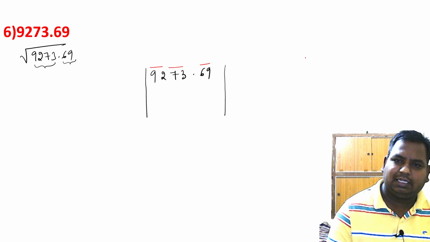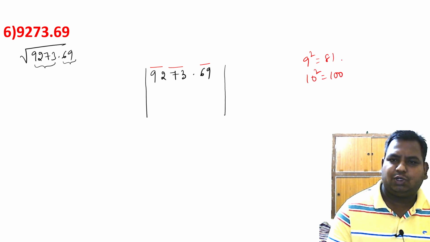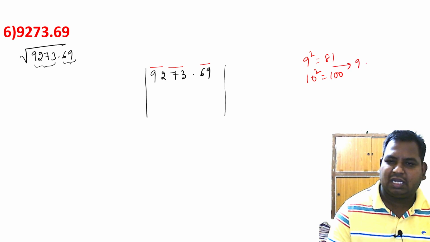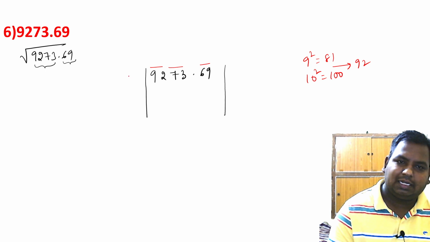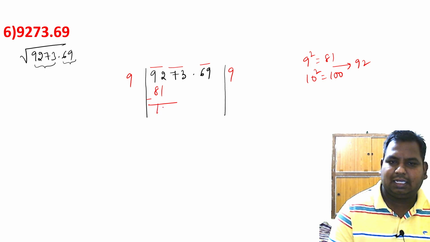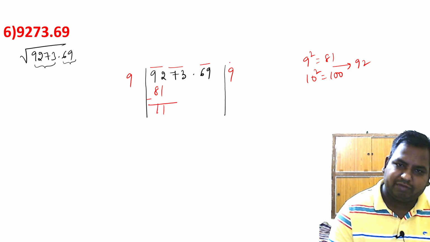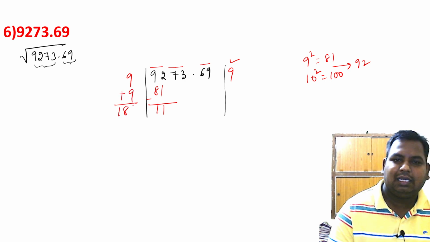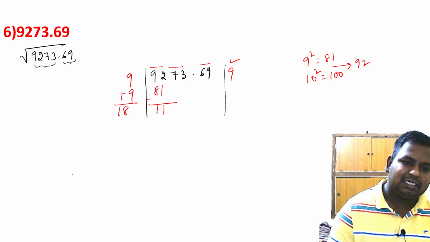Take the nearest square. 9 square is 81, 10 square is 100. So 92 lies between 81 and 100. The smaller one is 81, so we'll take 9 square. 9 9s are 81. What is the remainder here? The remainder is 11. Next, we need to add this 9. Here we'll have 18. Next, bring down the digits under the next bar.